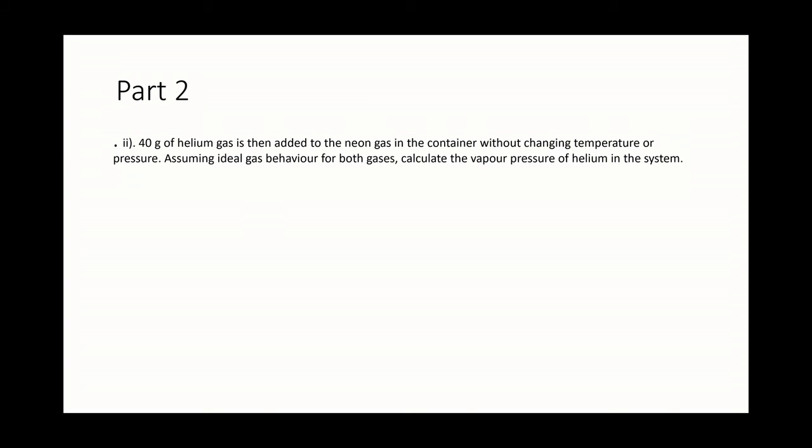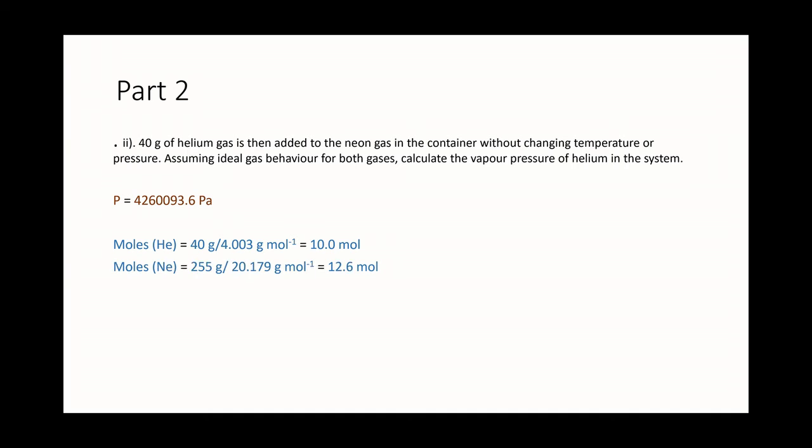Now part 2 of this question tells us to calculate the partial pressure of helium gas, given we add 40 grams of itself to the system at the same pressure. So given we are assuming ideal gas behaviour, we know that this ideal gas pressure is going to be around 4.3 million pascals from the previous part of this question. We also know the mass of the helium, and therefore we can get the number of moles of helium to be around 10. Also taking into account neon's 12.6 moles, then we can say that the total number of moles of gas in this system is around 22.6 moles.